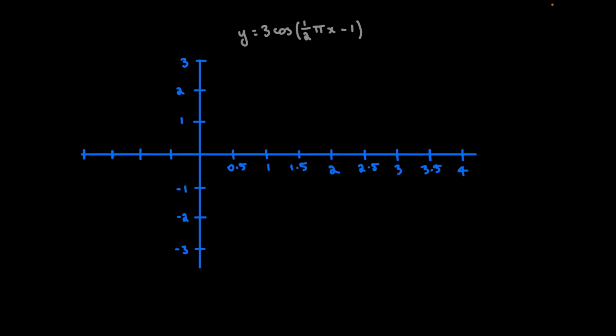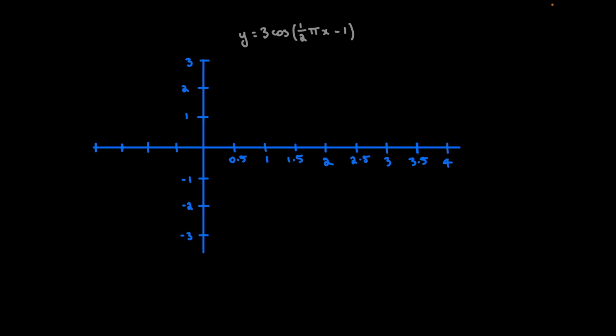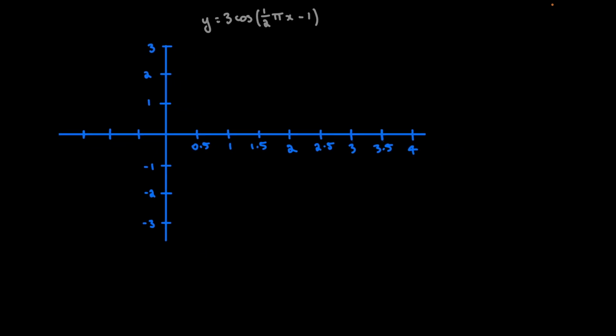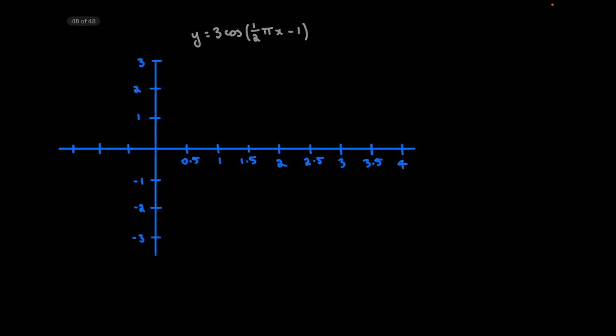Okay, and the last graph for the day is 3 cos of half pi x minus 1. Again, let's speed run this. Let's work out the important information. The amplitude is equal to 3. The period is equal to 2 pi divided by the coefficient of x, which is half pi. So 2 pi divide half pi. So the pi and pi cancel, and then 2 divided half is the same as 4. So our period is simply equal to 4.